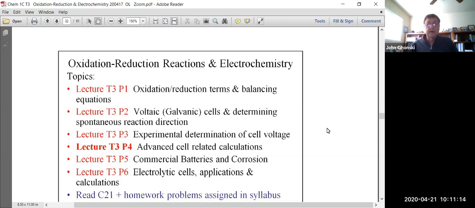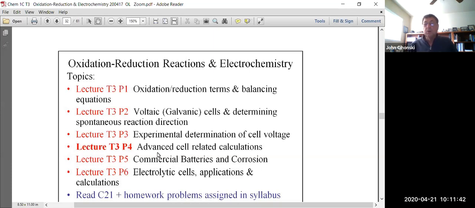Welcome back. We are continuing on with our electrochemistry discussion, and we will be covering part 4. This is called Advanced Cell-Related Calculations. We're going to be doing two things here. We're going to focus on what other quantities we can determine whenever we calculate cells.